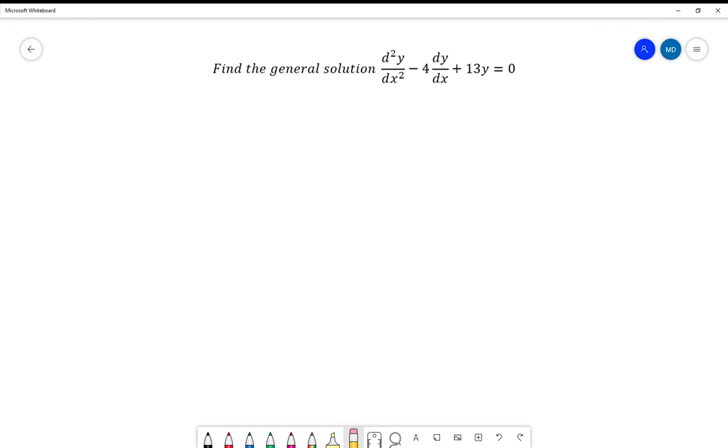Today I'm going to be teaching you about solving second-order differential equations where the auxiliary equation has complex roots. Okay, so let's get going. We're going to start in pretty much exactly the same way as we have done before. We're going to write down the auxiliary equation, which in this case is alpha squared minus 4 alpha plus 13 equal to 0.